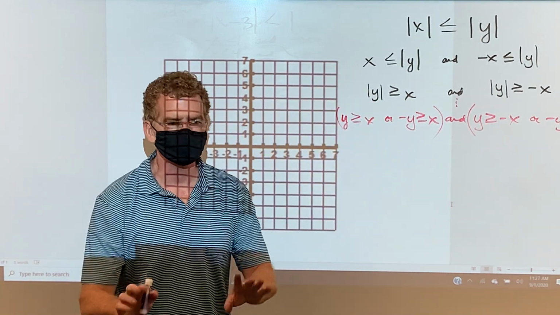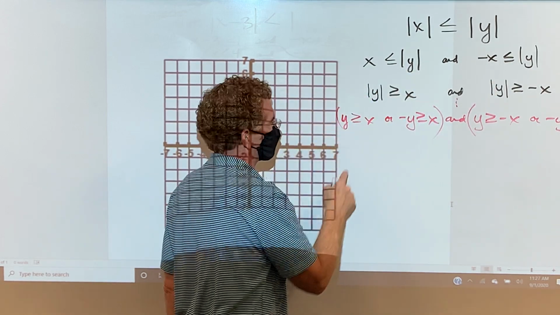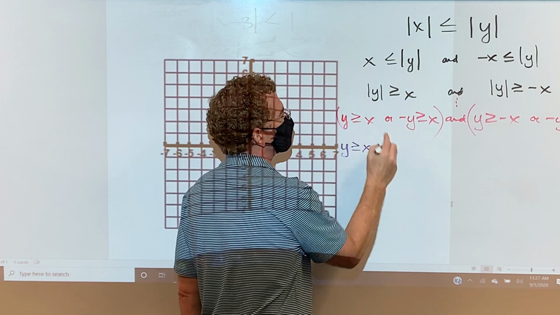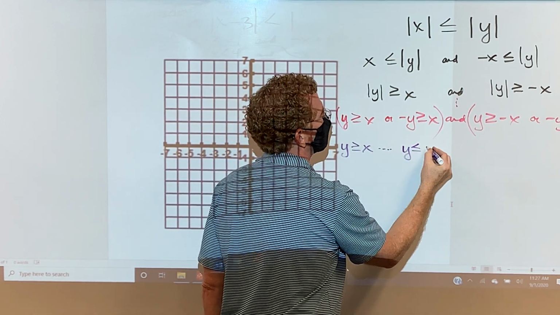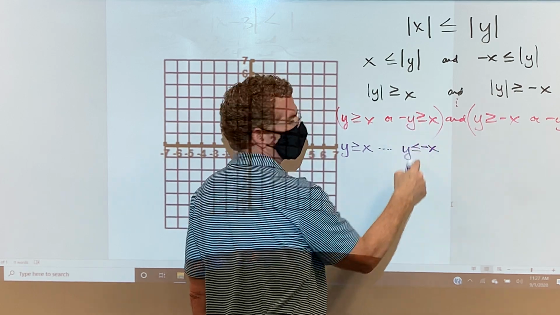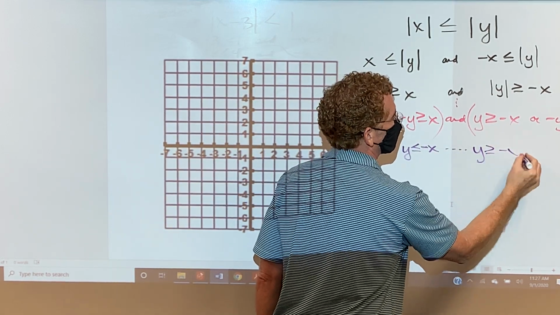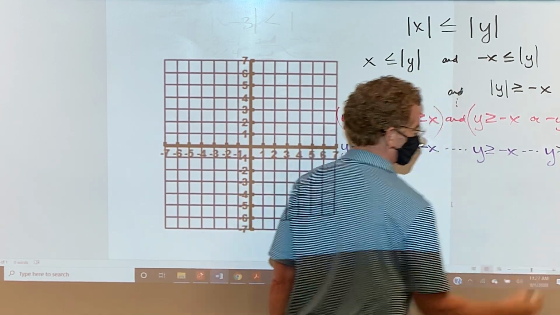Here's what I'm going to do. I'm going to abandon all this and or junk, and I'm just going to simplify, and I want to take a look at this right here. I have that, ignore the or. This gives me less than or equal to negative x when you divide, right? Ignore the and. This gives me greater than or equal to negative x, ignore the or, and this gives me y greater than or equal to x.